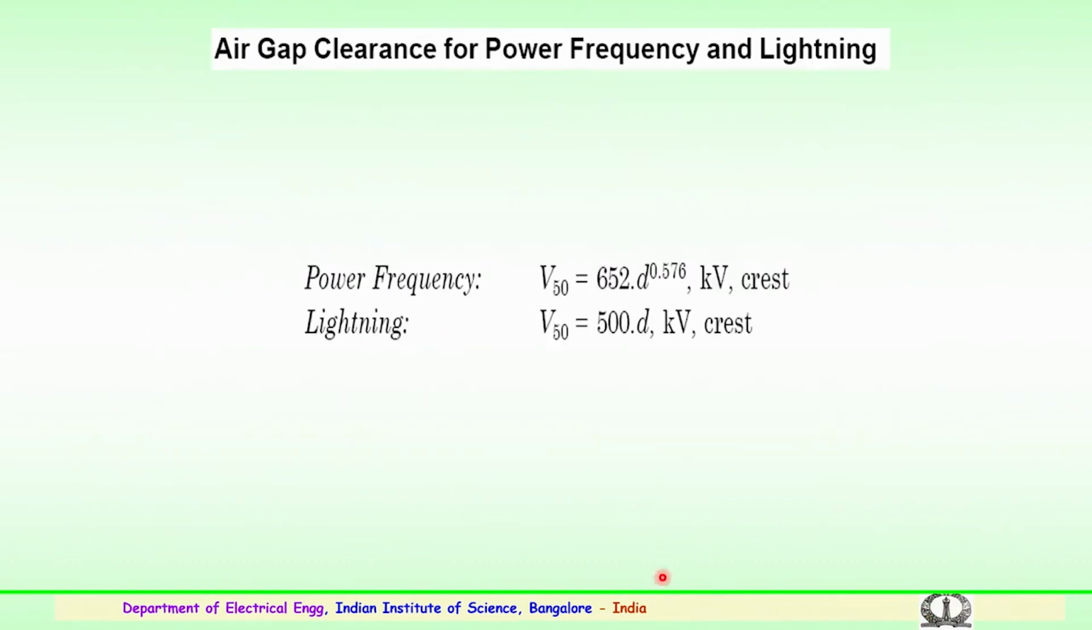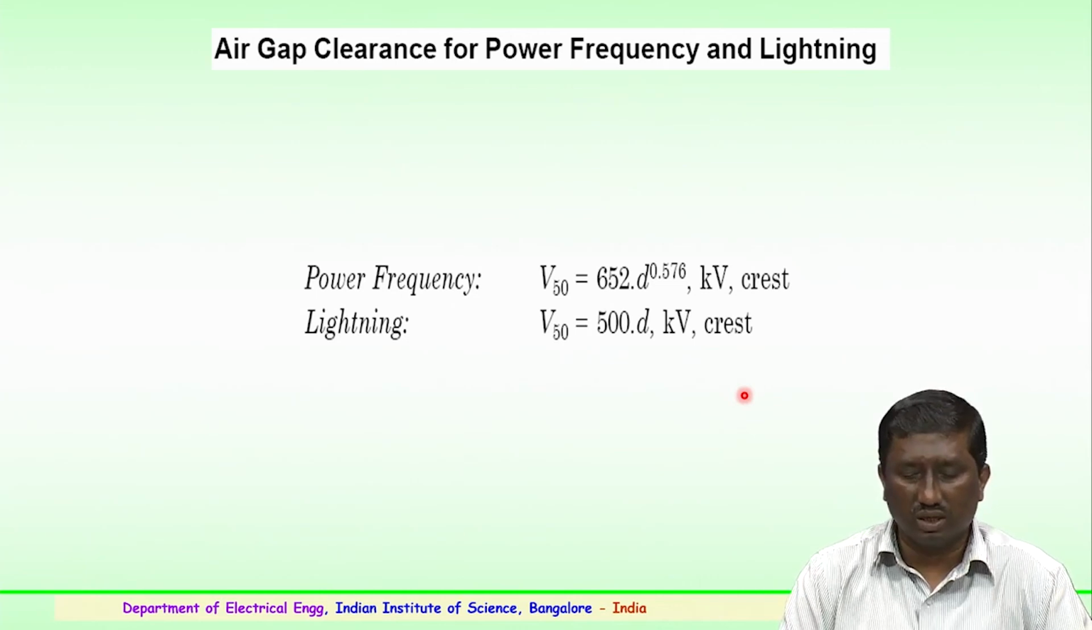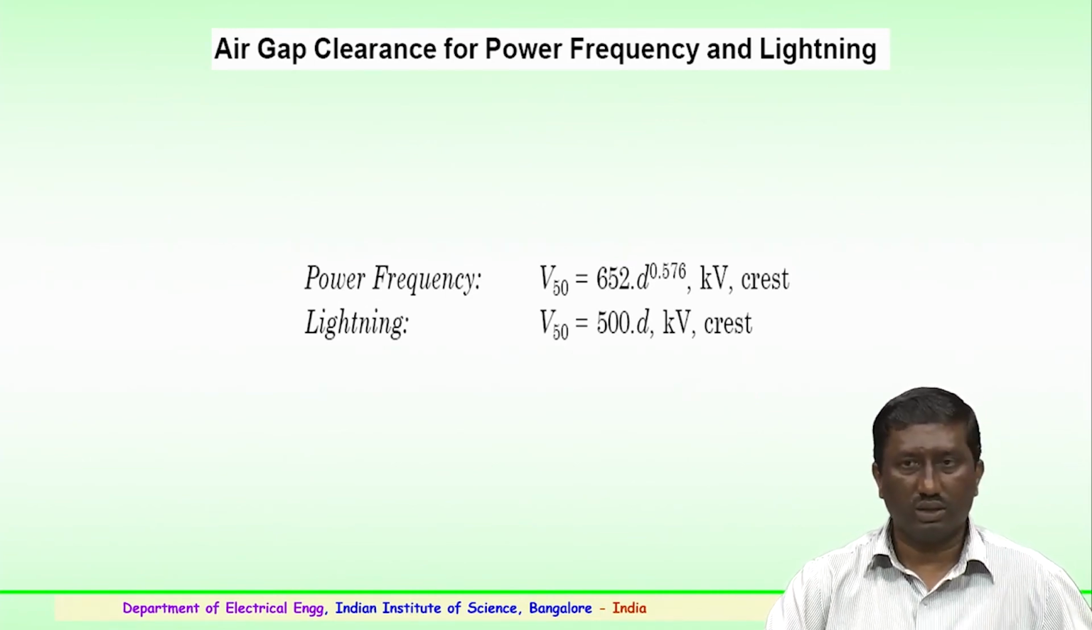For the case of power frequency and lightning aspects, the minimum clearances to be adhered to: for the power frequency, V50 is 652 into D to the power of 0.576 kV crest, the peak, and for lightning, V50 is equal to 500 D kilovolts peak. So, these are the important prescribed formulae while estimating the air gap clearances for the power frequency, lightning or the switching related surges for various tower configurations.